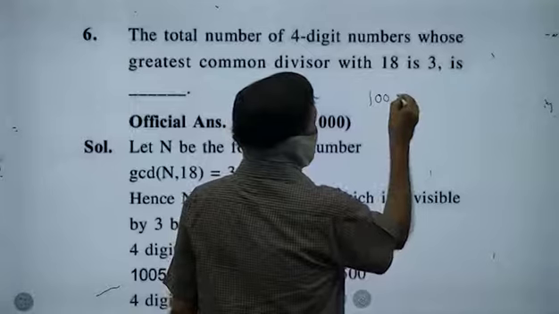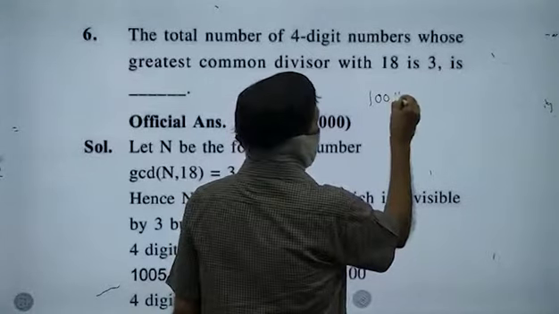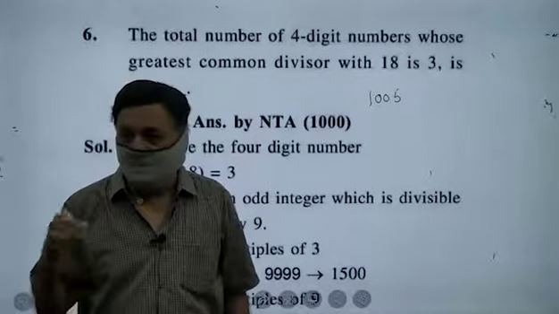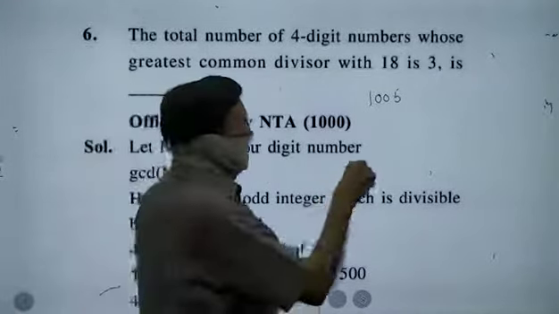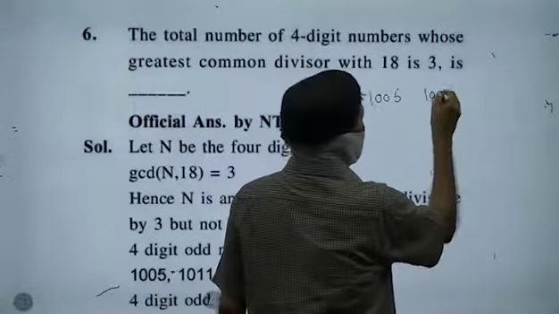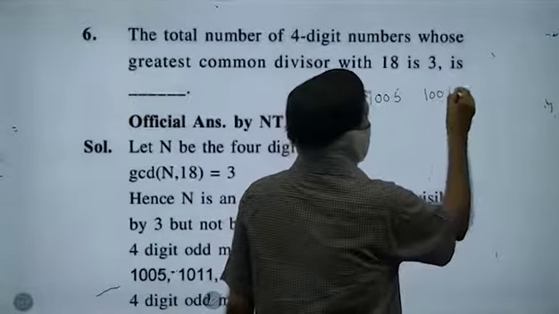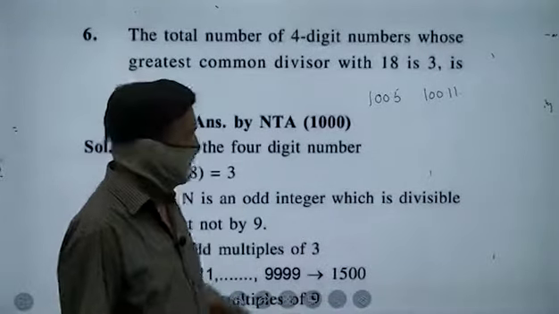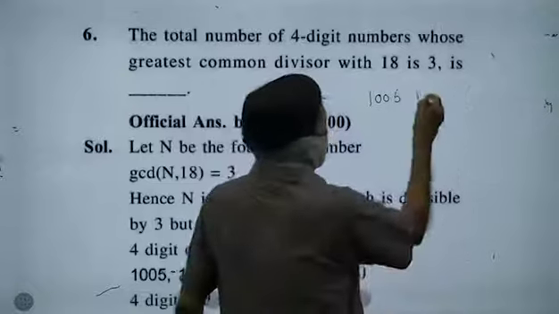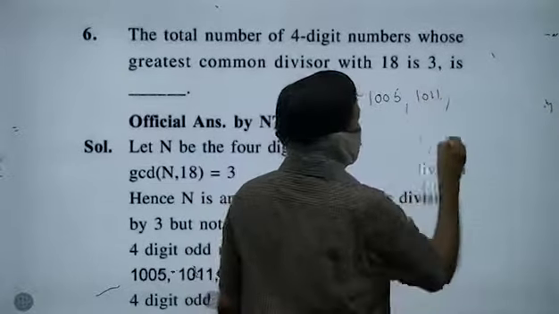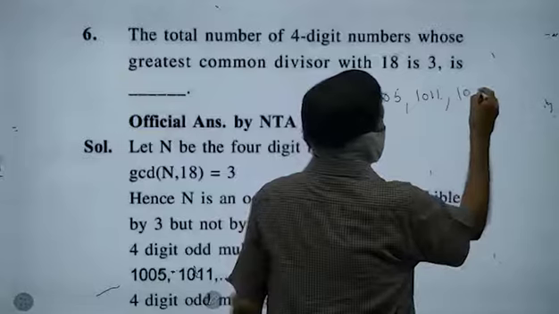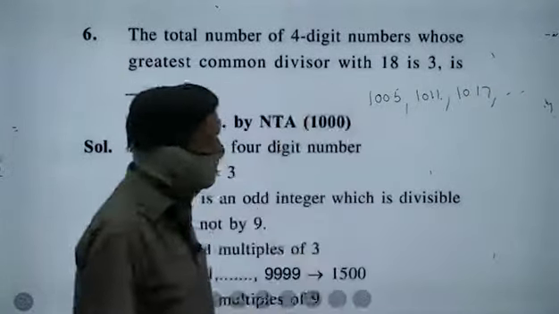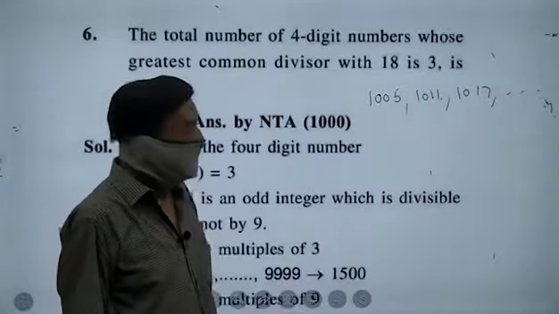1005. First odd number divisible by 3. Next what will you get? 1011, odd you should consider. 1011. Next 1017, like this. How many are there?